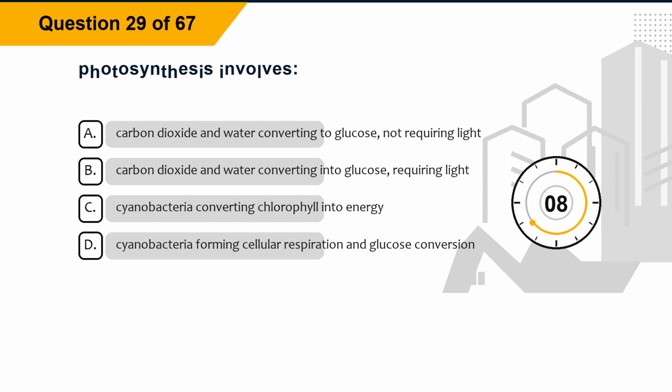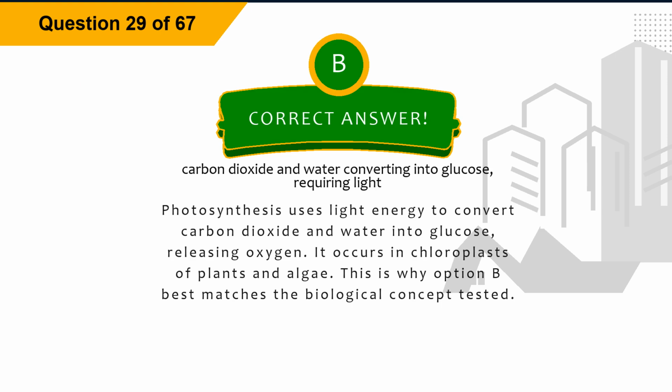Option C, cyanobacteria converting chlorophyll into energy. Option D, cyanobacteria forming cellular respiration and glucose conversion. The correct answer is option B, carbon dioxide and water converting into glucose, requiring light. Explanation. Photosynthesis uses light energy to convert carbon dioxide and water into glucose, releasing oxygen. It occurs in chloroplasts of plants and algae. This is why option B best matches the biological concept tested.